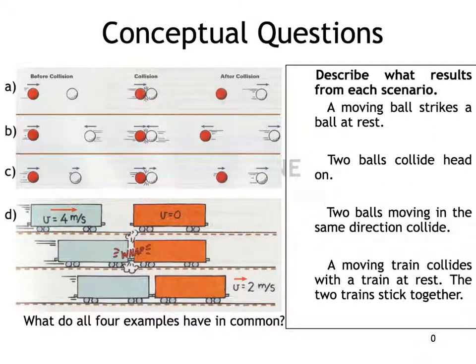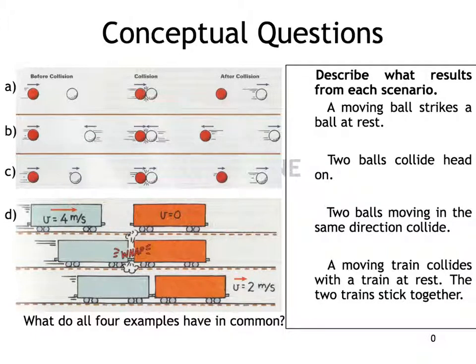So I have some conceptual questions to highlight the conservation of momentum that we've been talking about. In this particular diagram, we have a red ball and a white ball undergoing collisions with different circumstances. In the very first example, we have a red ball colliding with a stationary white ball. And what happens is that the white ball basically absorbs the momentum of the red ball. So the red ball is now stationary and the white ball now has all of the momentum.